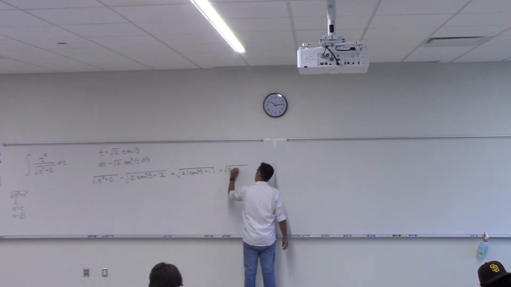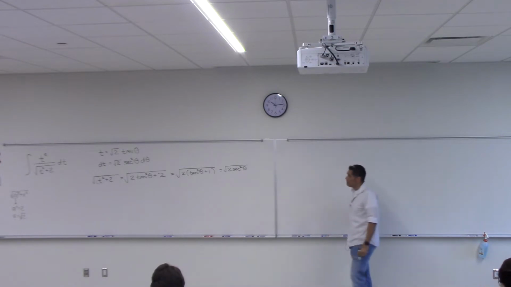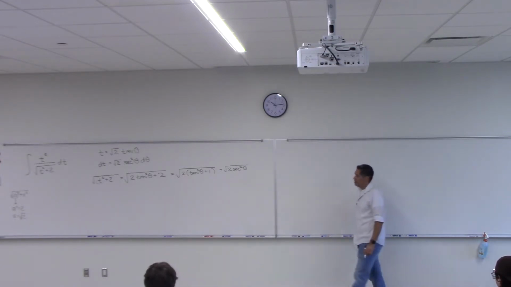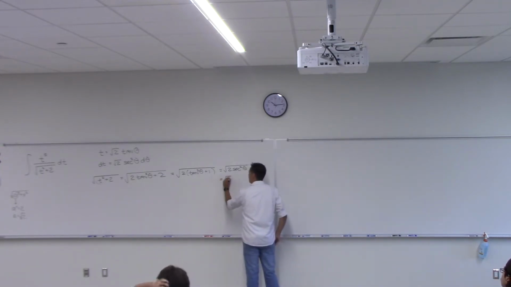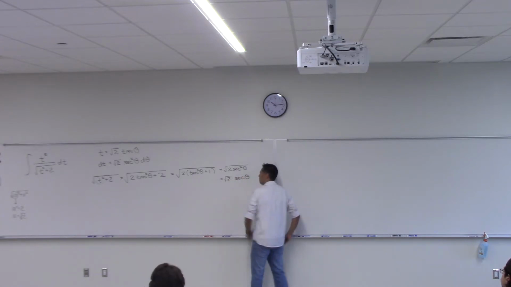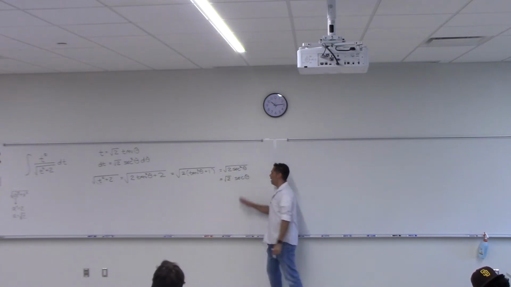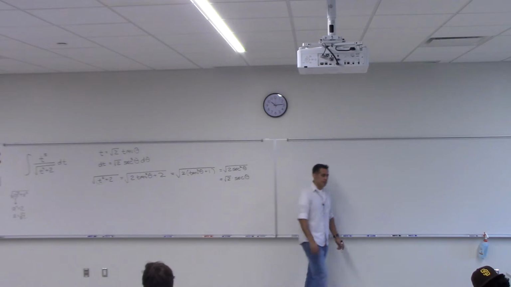2 secant squared theta. Now, little tricky here. I'm going to rewrite this as square root of 2 times secant theta. I'm just taking the root of each one, because it's multiplication, I can do that. Square root of 2 is root 2. Square root of secant squared is just secant.